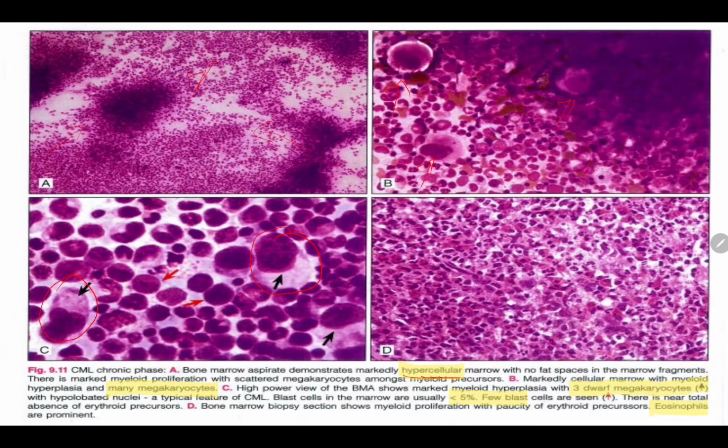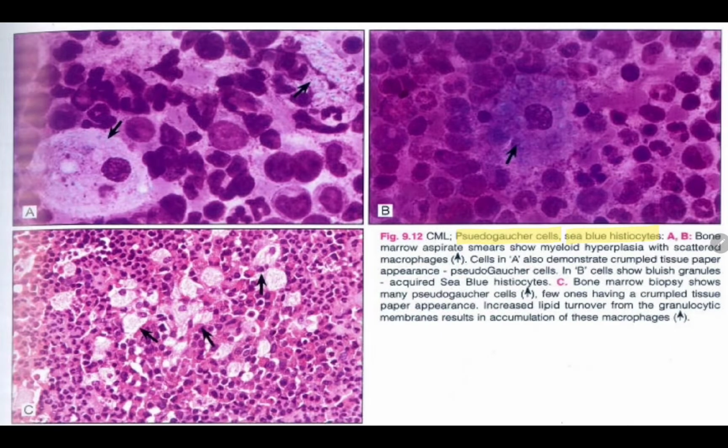Then the blasts are very few, less than 5%, and the image is showing the myeloproliferation with erythroid and eosinophilic precursors. Now, the other two entries I would discuss: this is the pseudo-Gaucher cell, which is also seen in Gaucher's disease, so it's named the pseudo-Gaucher cell. And this is the sea-blue histiocyte with bluish granules.